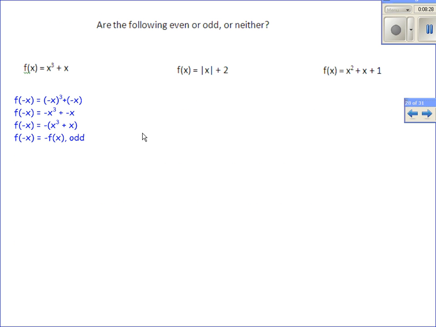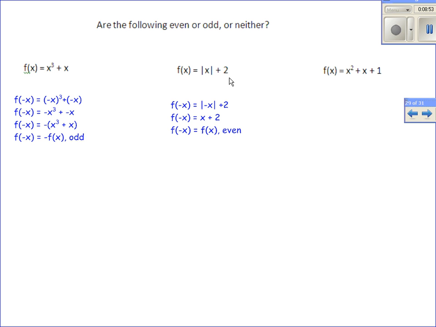Determine whether the following are even, odd, or neither. So f of x equals x cubed plus x. If we replace the x values with negative x and simplify, a negative cubed is still negative, negative x is negative x, factor out the negative, and we get the exact opposite of the original function. This is a negative of the original f of x. So this would be an odd function.